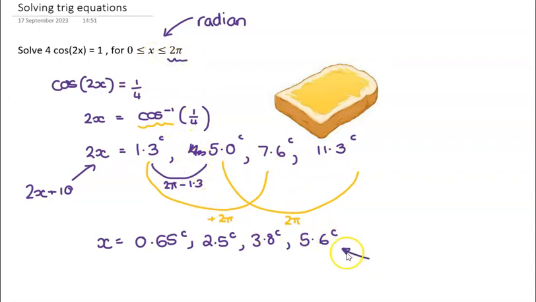Now 2 pi is roughly 6.2-ish, and we are in that range here, and there will be no more in that range.